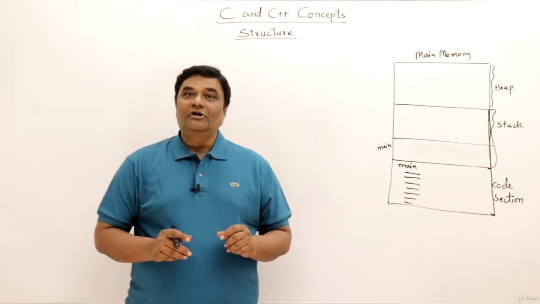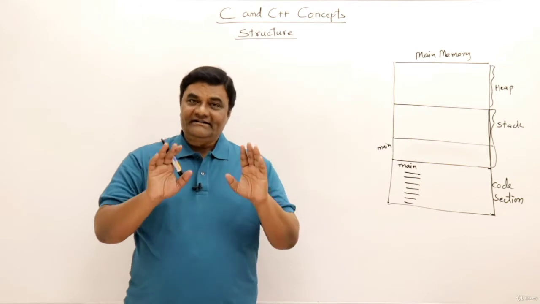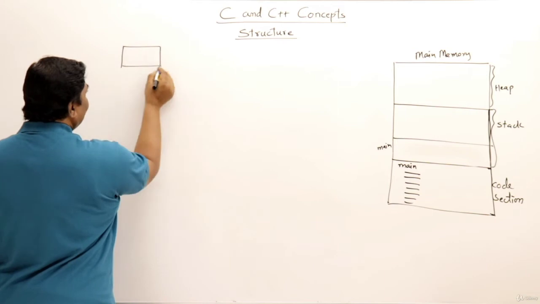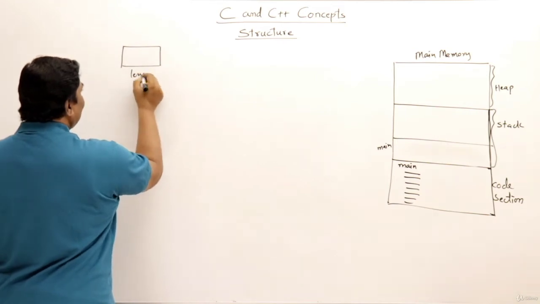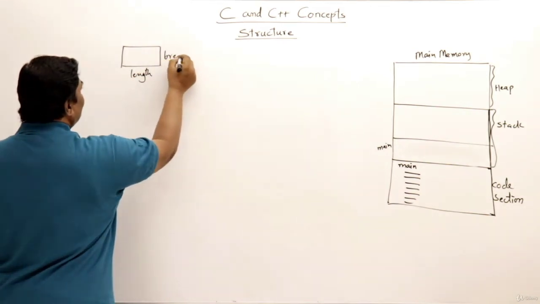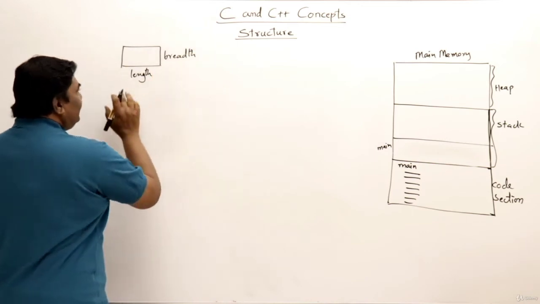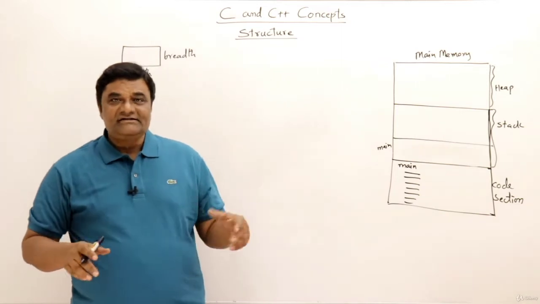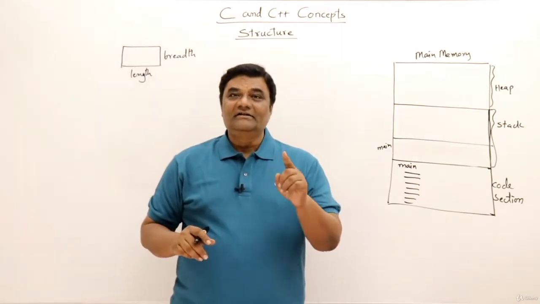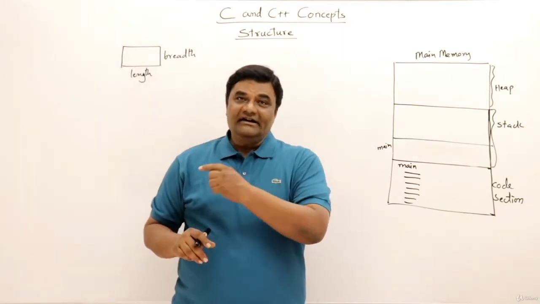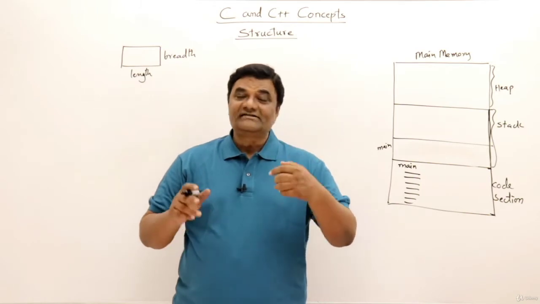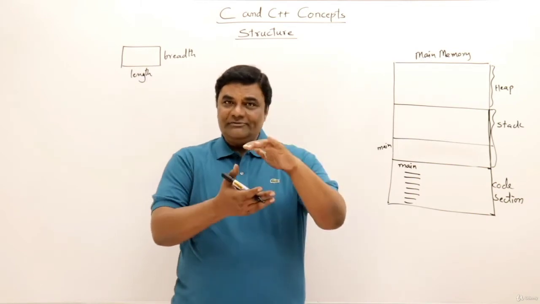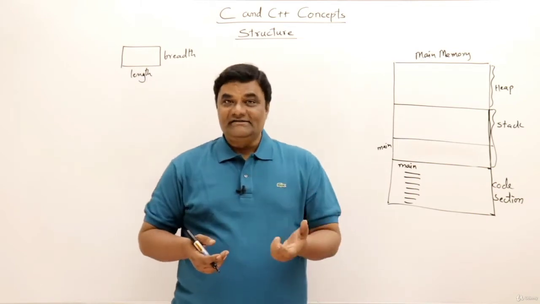Let us take an example of a rectangle. A rectangular figure will have properties like length and breadth. These two things together define a rectangle. So if in your programs you need something like a rectangle, then you can define a structure for it, because a rectangle is not defined by just one value, it is defined by a set of values, that is, length and breadth. So we can group them together under one name and define it as a structure.